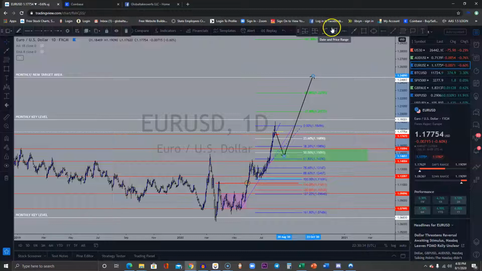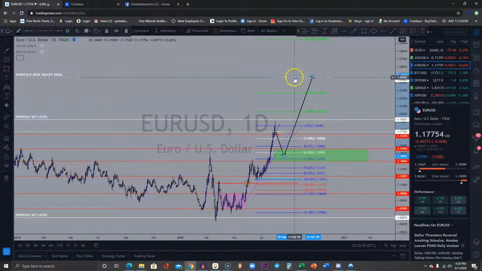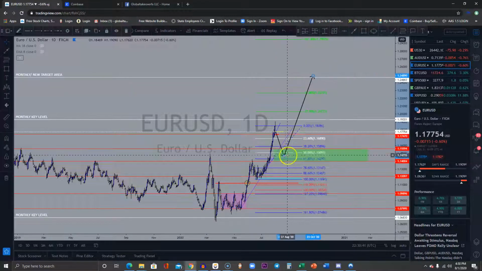I mean, man, that's an easy 1500 pip move right there, guys. That's, using a standard lot, 1500 pips is ridiculous. So you guys do the math on that, and yeah, we'll see you guys in the next video.